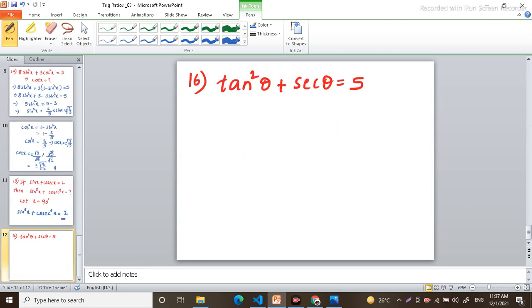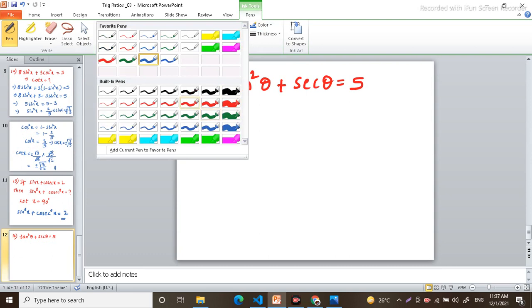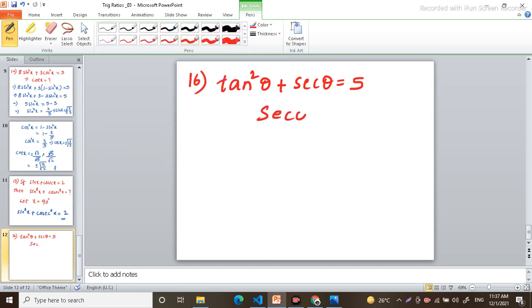We'll see the next question. Tan square theta plus secant theta is equal to 5. They are asking to find the value of secant theta. Secant theta is equal to question mark.